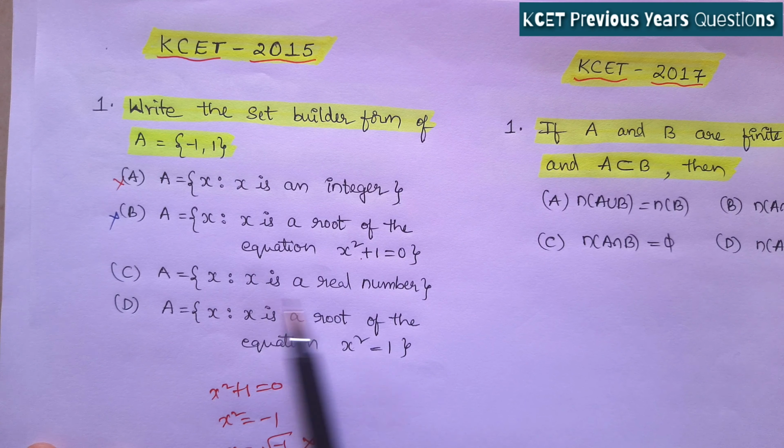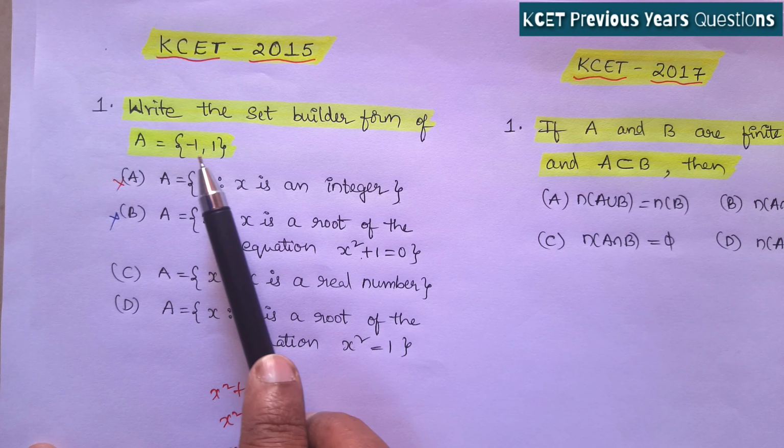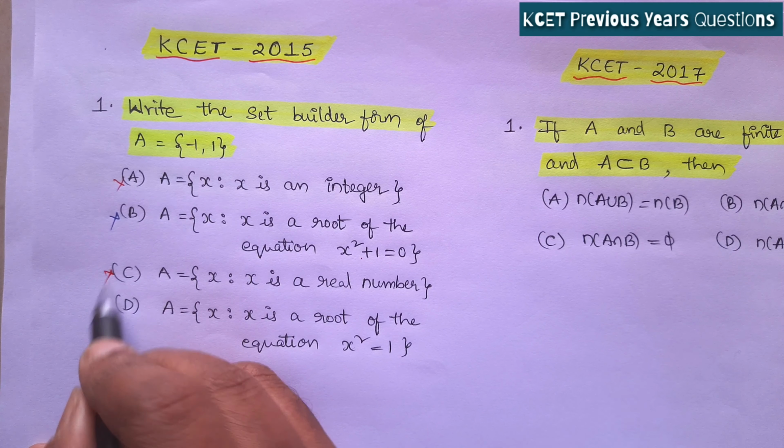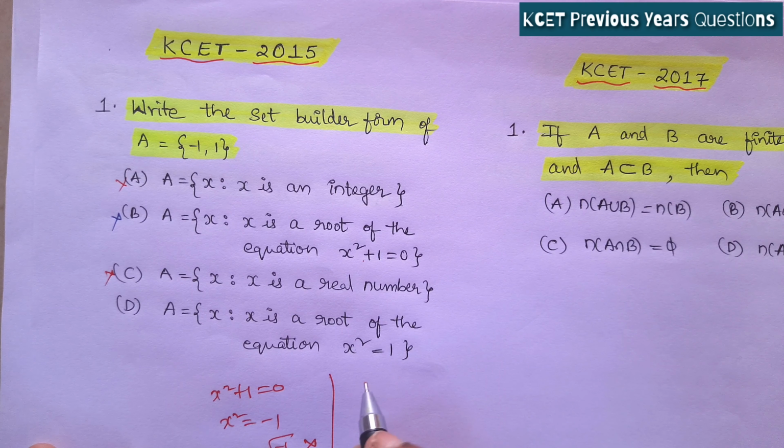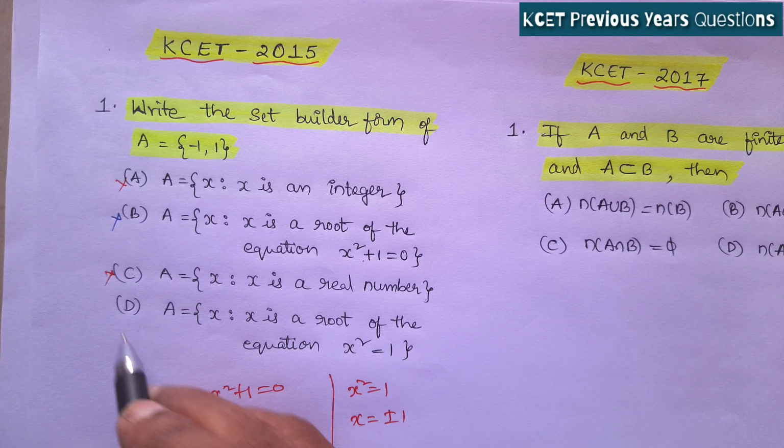Next, third option, x is a real number. Real numbers would not give just two, they give all numbers. So this is also wrong. But the last option is x square equal to 1. x square equal to 1 means x equal to plus or minus 1. So this is our answer.